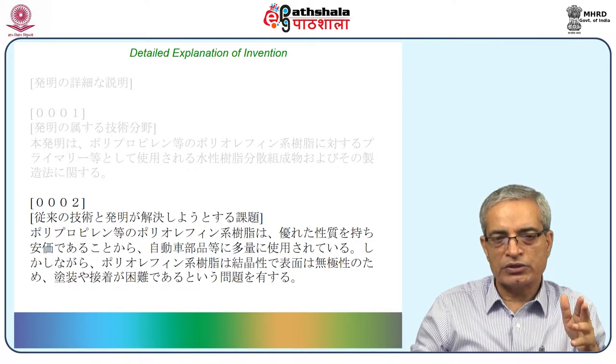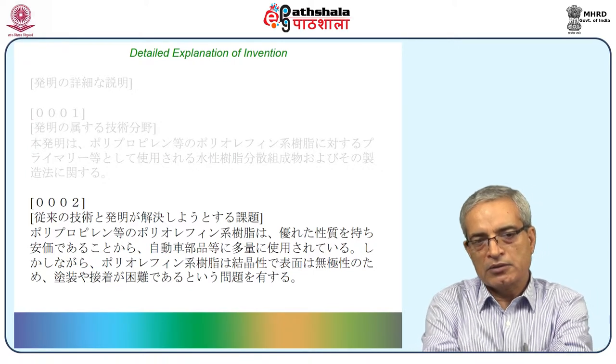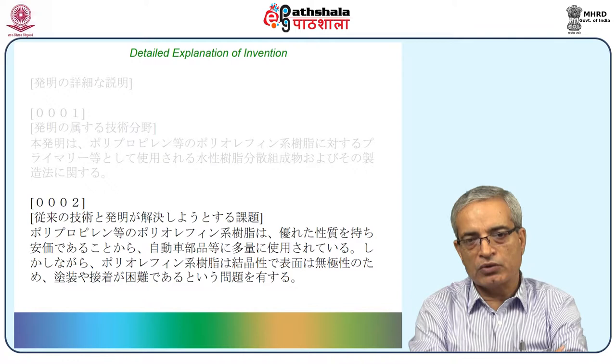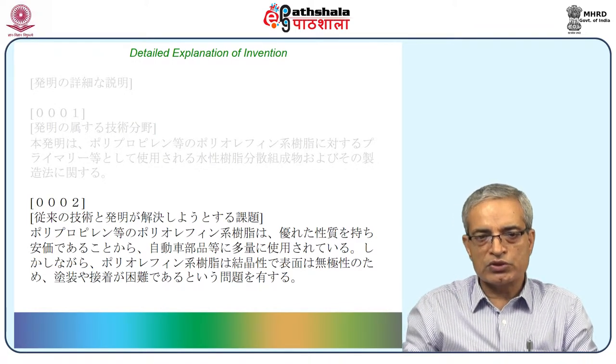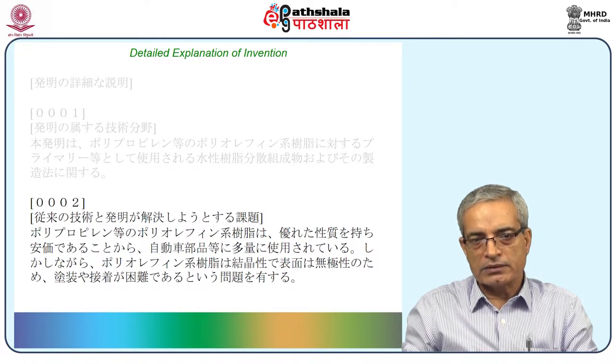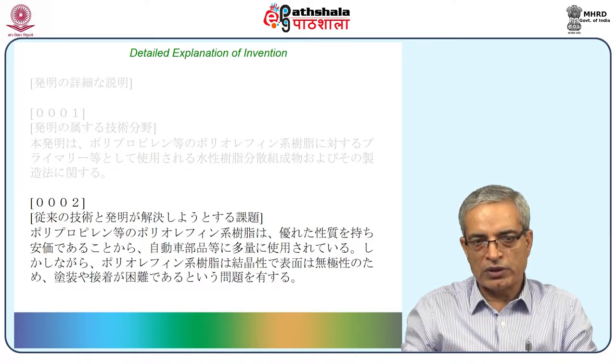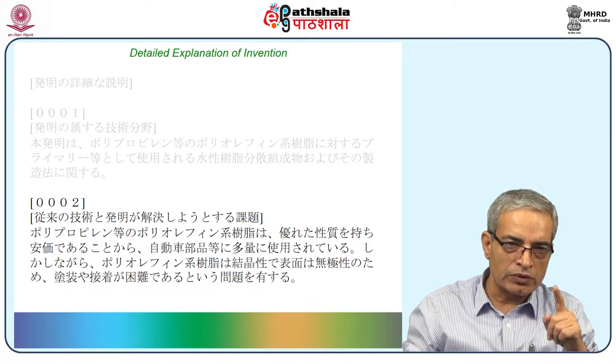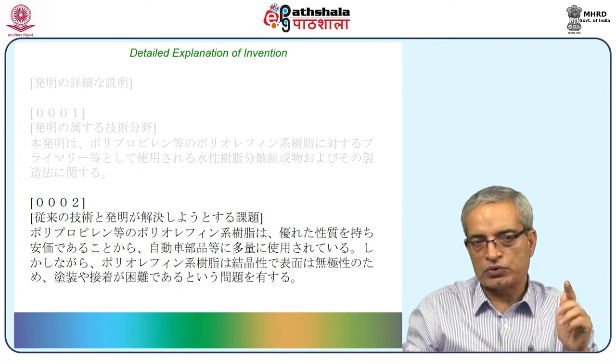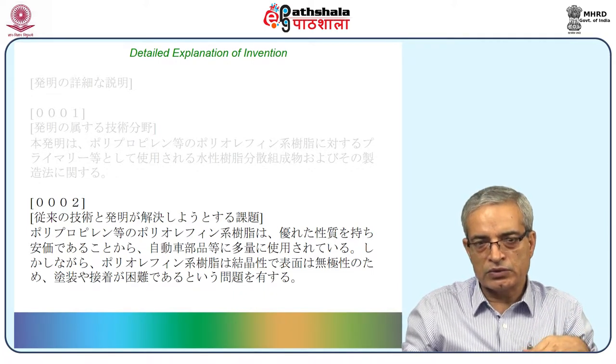0002 now, juurai no gijutsu to hatsumei ga kaiketsu shiyou to suru kadai. Poripuropiren to no poriorefin-kei jushi wa sugureta seishitsu o mochi anka de aru koto kara jidosha buhin to ni taryo ni shiyo sareteiru. Shikashi nagara poriorefin-kei jushi wa kesho-sei de hyomen wa mukyokusei no tame toso ya setchaku ga konnan de aru toyu mondai o yusuru. So mondai o yusuru, this is juurai no gijutsu, that means the technology which has been used so far, and the issues that this invention attempts at solving, kaiketsu shiyou to suru.